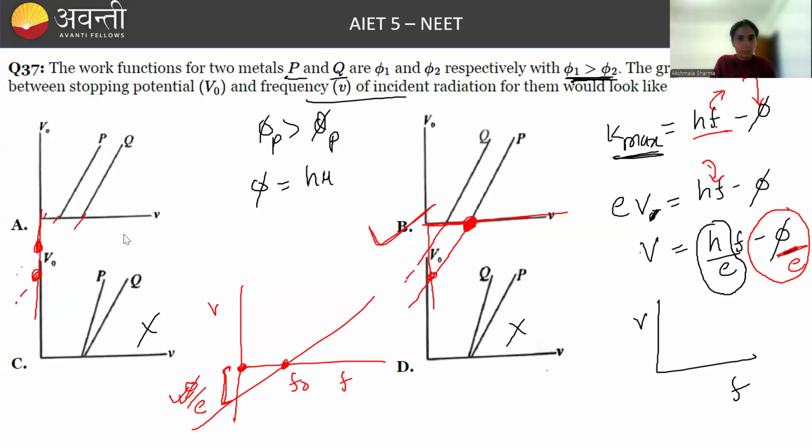So otherwise also, just by looking at the graph, if you have proper knowledge of that topic, you can say the threshold frequency of P is greater than that of Q in the second graph. And that is why the second is correct. In the first, the threshold frequency of P is looking smaller, but according to the question, phi 1 is greater than phi 2, so it has to be greater, not smaller.